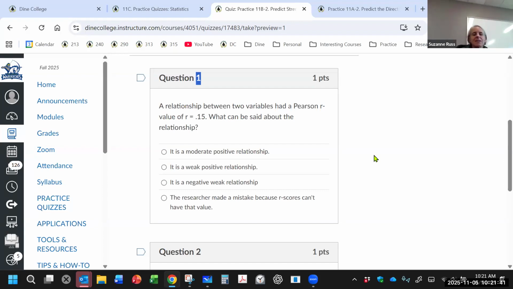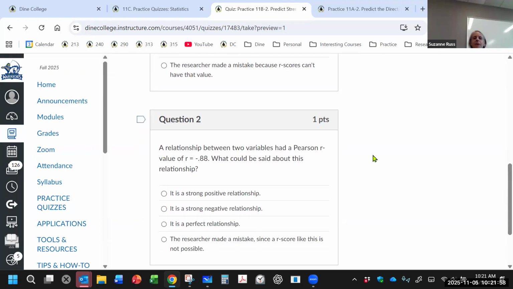This last answer, the researcher made a mistake because our scores can't have that value. If there's no decimal and it's greater than 1, it's impossible. Correlations cannot be greater than 1. That's what that one's about.